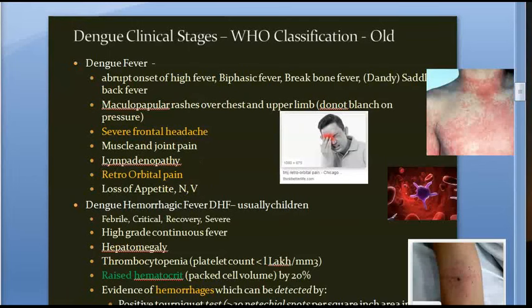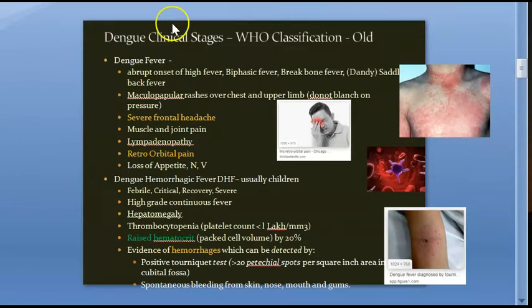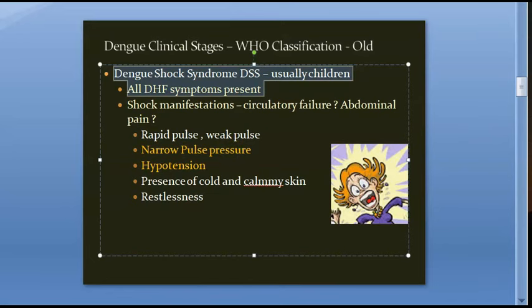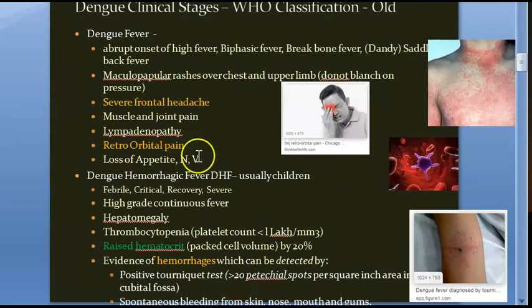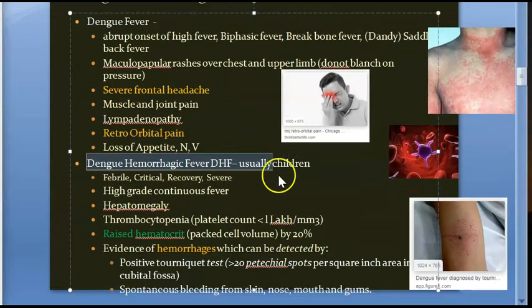Guys, in this video, we want to focus on dengue shock syndrome. Basically, in dengue, the old classification of WHO had three things: dengue fever, dengue hemorrhagic fever, and dengue shock syndrome. We want to focus on dengue shock syndrome because it can come in the exam. When there is continued hemorrhage, there can be dengue shock syndrome.